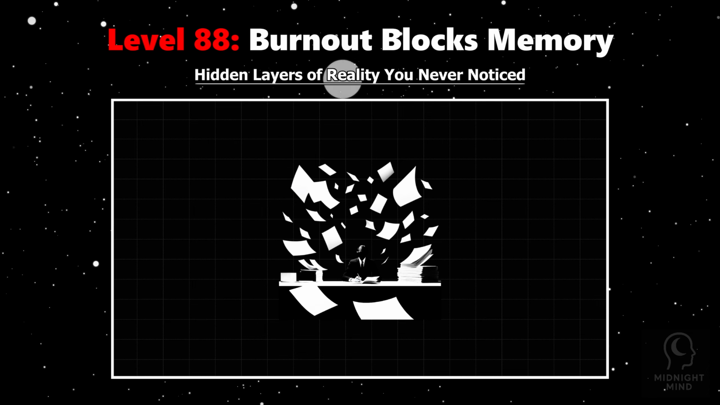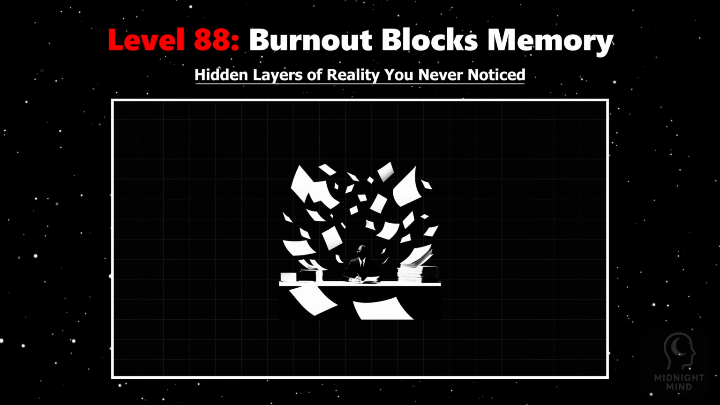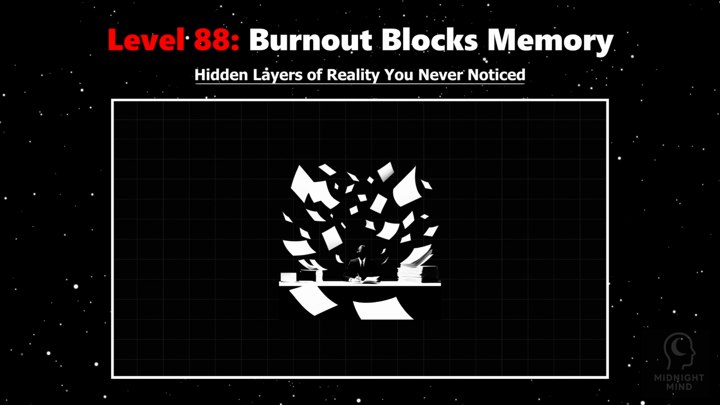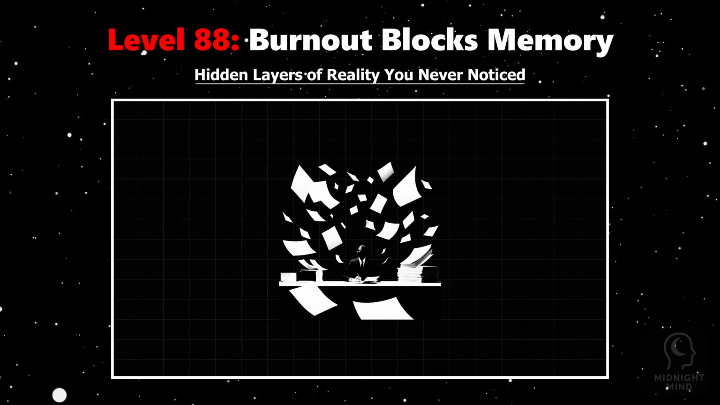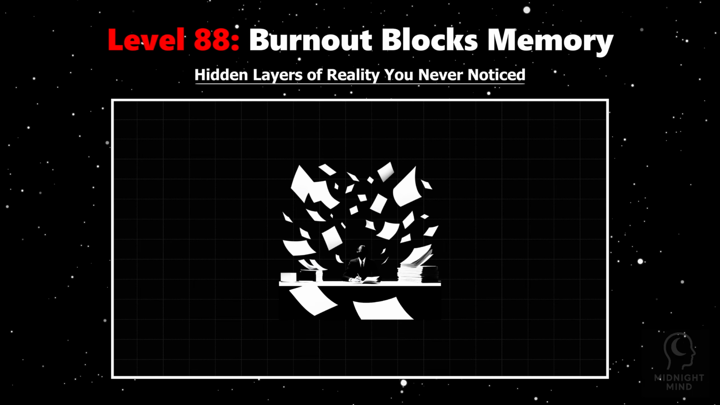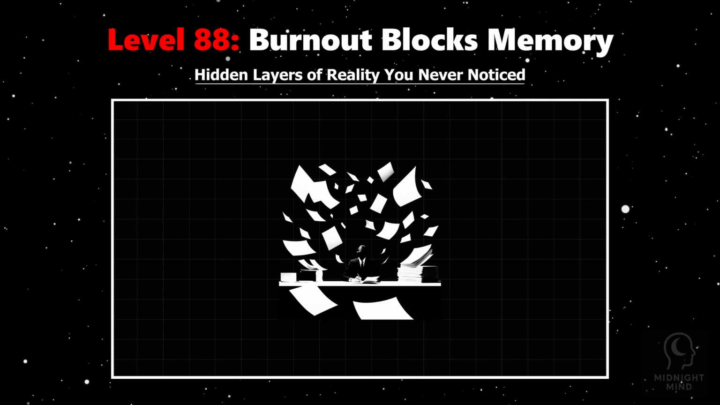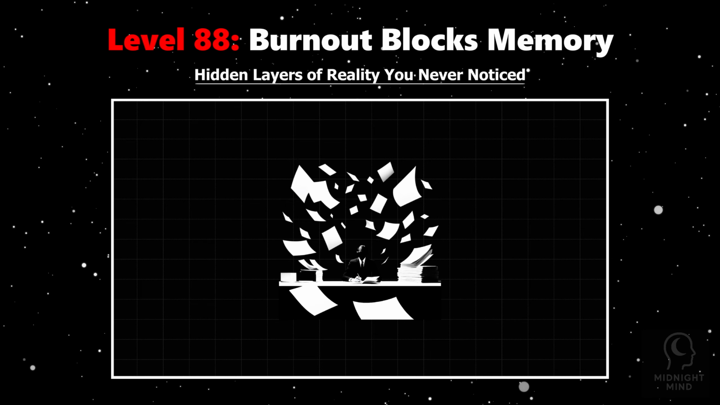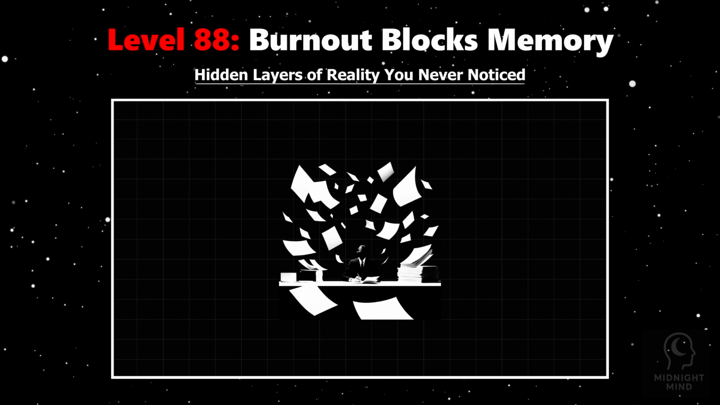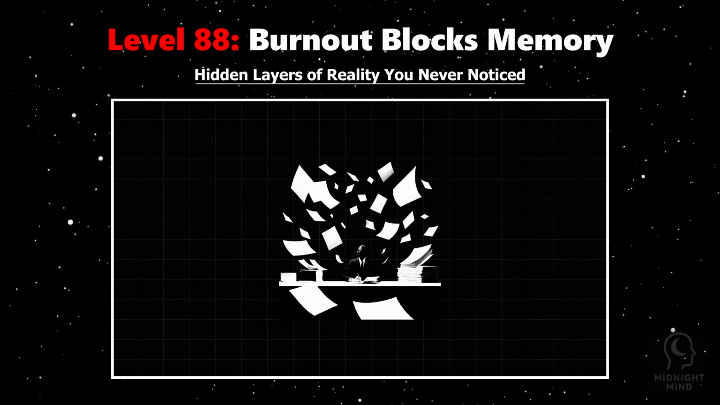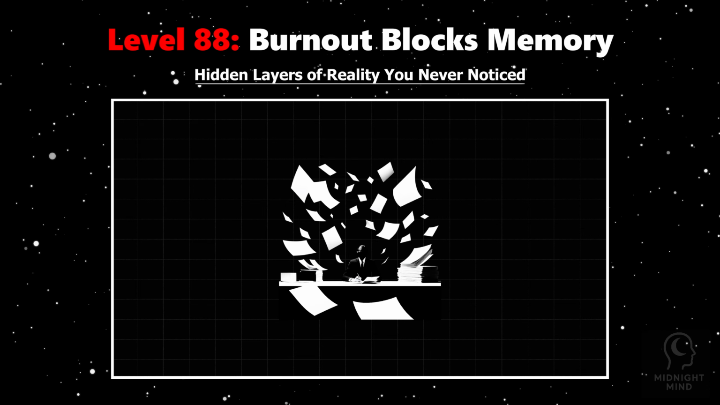Neuroscience shows chronic stress floods the brain with cortisol, a hormone that impairs the hippocampus, the region responsible for memory formation and emotional regulation. High cortisol levels shrink hippocampal cells, reducing their ability to create and store memories. That's why during intense burnout, you might struggle to remember simple details or entire chunks of time. Psychologists call this phenomenon burnout amnesia. It's common in caregivers, overworked professionals, and anyone facing relentless pressure without relief.